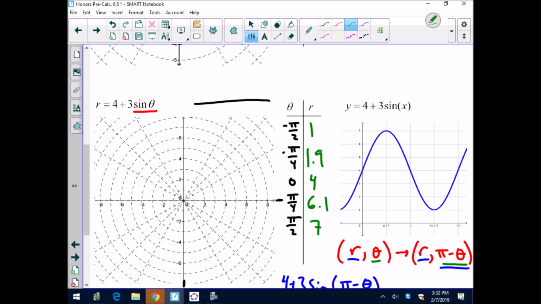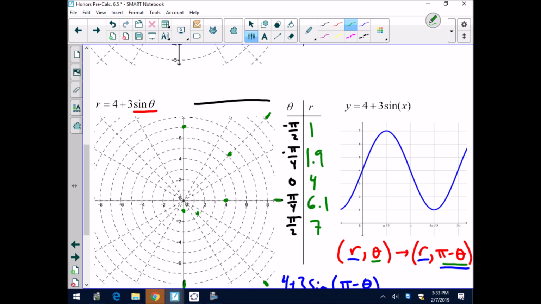So at my -pi/2, I've got 1. And then I can say at -pi/4, that's over here, I've got something very close to 2. We'll call it 1.9, just a little bit less than 2 right there. At a rotation of 0, I've got 4. At a rotation of pi/4, I've got 6.1, so just a little bit past 6. At a rotation of pi over 2, I've got 7.